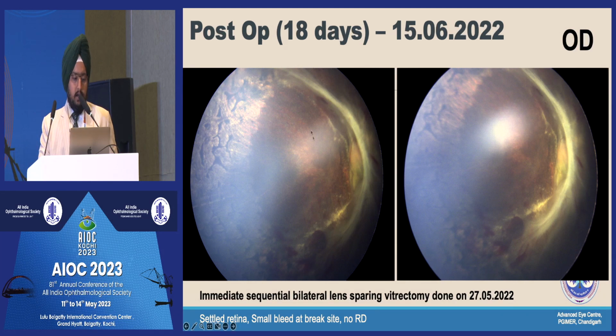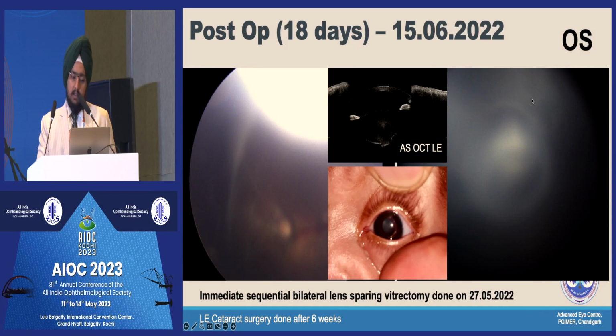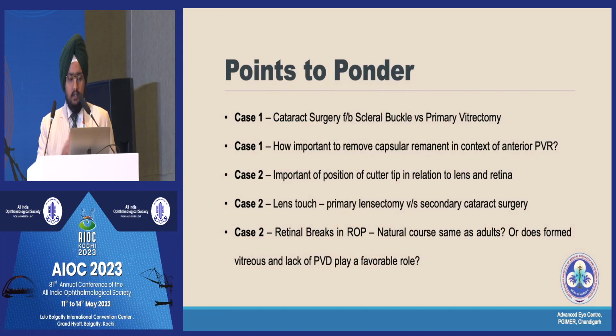There was just this kind of hemorrhage over there where the break had occurred, and this eye was actually doing very well. And in the other eye, the retina had settled, but it had obviously developed a cataract. Under 6 weeks later, the child underwent cataract surgery in this eye and is now doing well in both eyes. So just some points to ponder. I'll just come on to case 2.